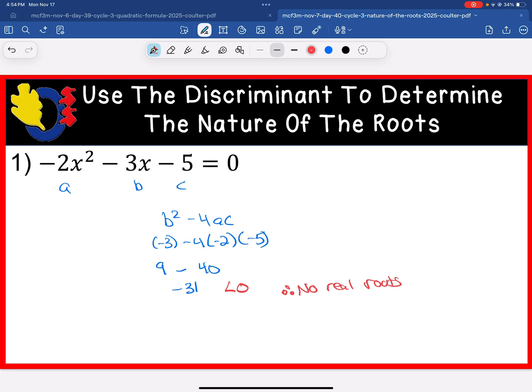And this makes sense, right? Because this is the part that's underneath the square root when we're trying to figure out the quadratic formula, and I can't take the square root of a negative number.